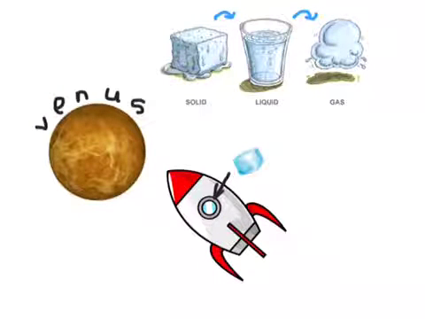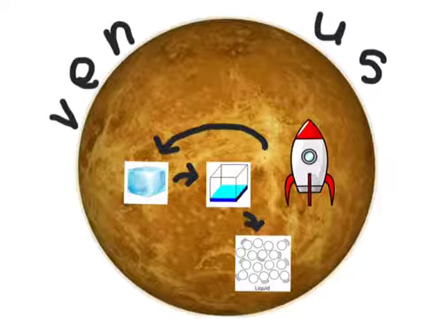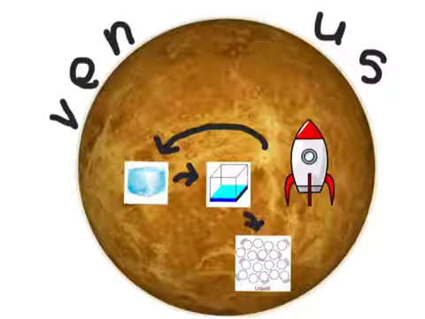Crystal flew up to space, wanting to land on Venus, the planet with the hottest surface temperature. Crystal thought that if she came out of the rocket on Venus, she'd be given thermal energy to change state. On Venus, Crystal now steps out of the rocket.